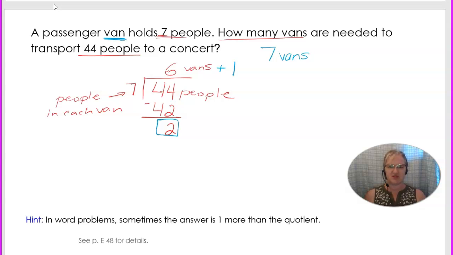So in word problems, sometimes the answer is 1 more than the quotient. It depends on what it is you have left over. If you have 2 people left over, you wouldn't want to just leave them at home or not be able to go to the concert. So you'd want to grab 1 more van, so you have 7 vans, to make sure you have enough for all the people.